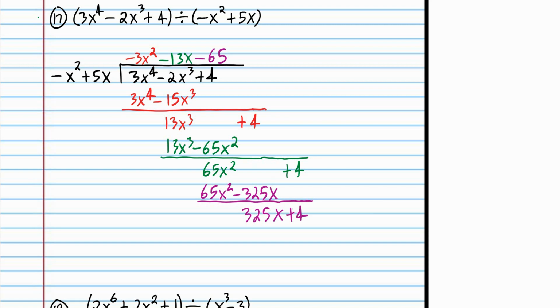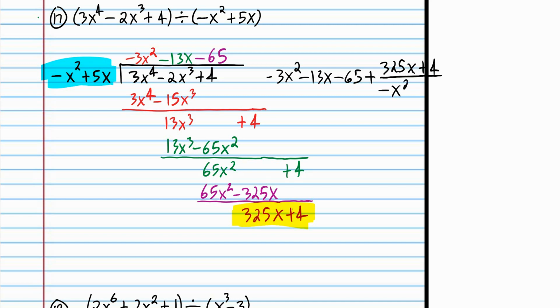And so now the degree of the remainder is less than the degree of the divisor, which means that we're done. So now we write this expression up here as the answer, but we have to consider that we have a remainder. So negative 3x squared minus 13x minus 65 plus the remainder, 325x plus 4 over the divisor, which is negative x squared plus 5x.